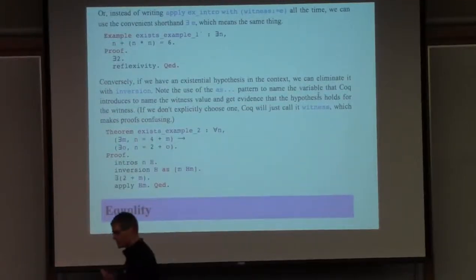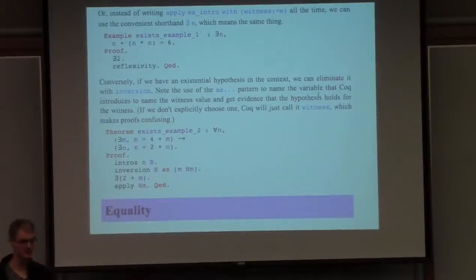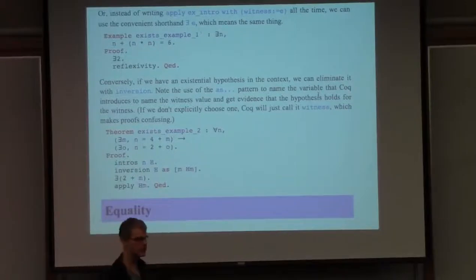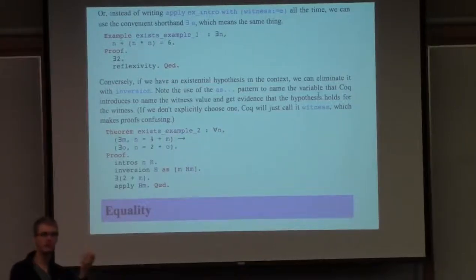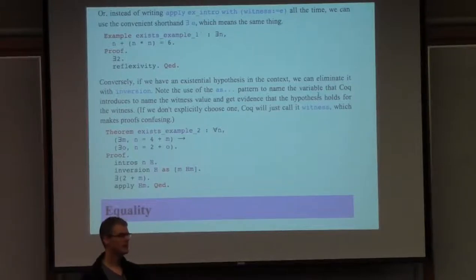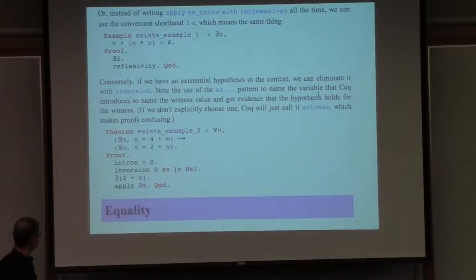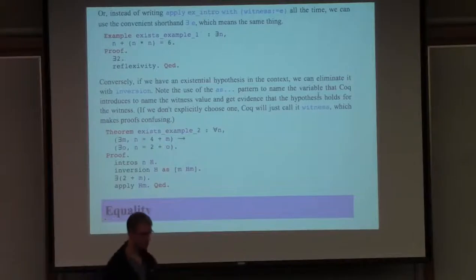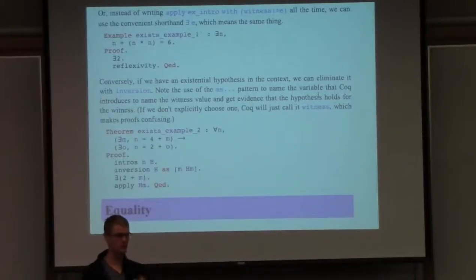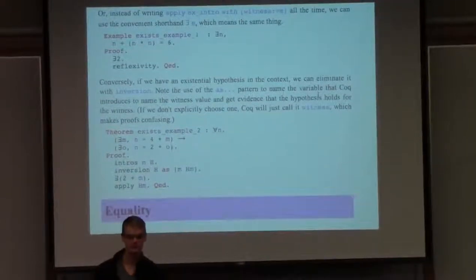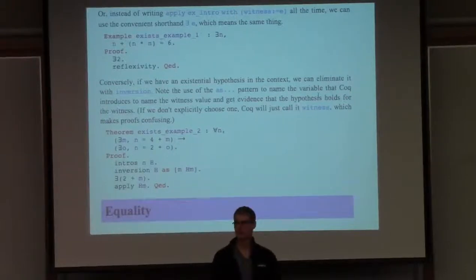Okay, and then conversely, if we have an existential hypothesis and we want to use it, how do we get the juice out of it? Inversion. Same way we get the juice out of any inductively defined proposition. So if you have an existentially quantified thing, you can say inversion, and that will dump into the context a variable called witness and a proof of P for witness. Usually, having it named witness is kind of awkward. So this is a case where I always use the as variant of inversion to explicitly choose the name of the variable that's going to be the witness. Okay?